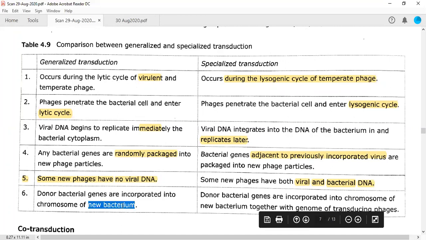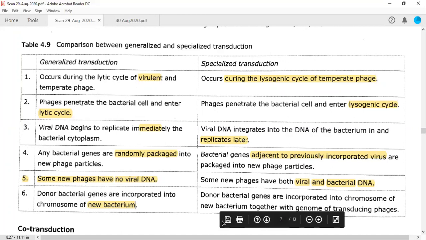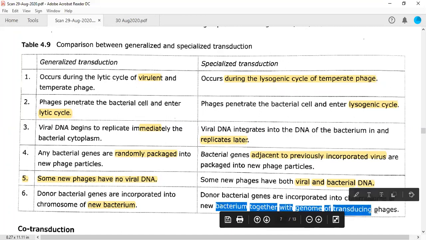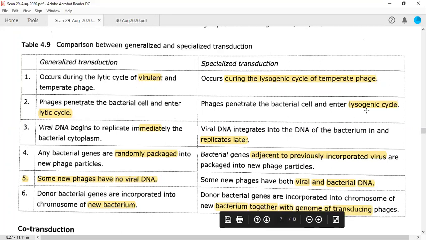In generalized transduction, the donor bacterial genes are incorporated into the chromosome of a new bacterium, so they need to infect some new bacteria. But here, the donor bacterial genes are incorporated into the chromosome of the new bacterium together with the genome of the transducing phage. So both genomes, one coming from the bacteria along with the genome of the transducing phage, which is showing the lysogenic cycle or temperate phage, will be integrated stably for some time. And this integrated phage genome and bacterial chromosome is able to transform the phenotype of that particular bacterial cell.